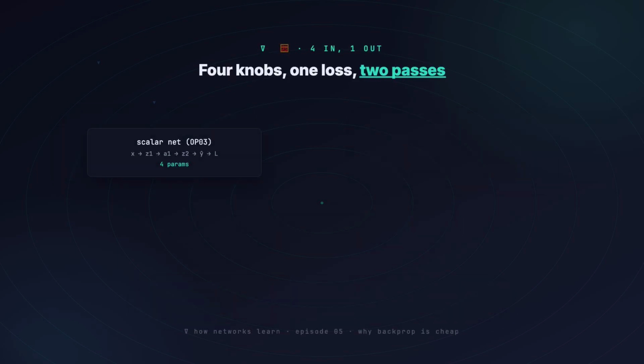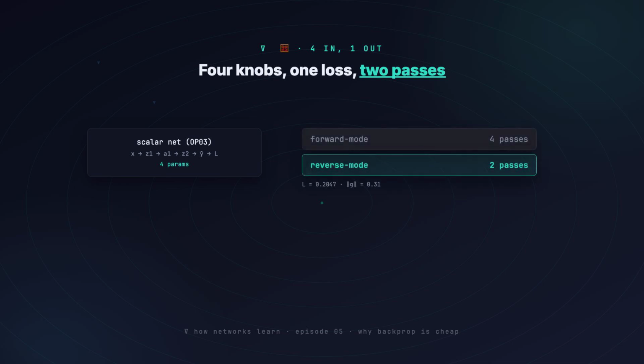Let's make it concrete with the carried-through toy net so the numbers are real. 4 parameters in, 1 scalar loss out. Forward mode would push 4 separate derivative tracks through the graph, 1 per parameter, to fill in all 4 gradients. Reverse mode does 1 forward pass to compute the loss 0.2047, then 1 backward pass and out fall all 4 gradients at once. With norm 0.31, 4 to 1 becomes 2 to 4. The lopsidedness is the free lunch.